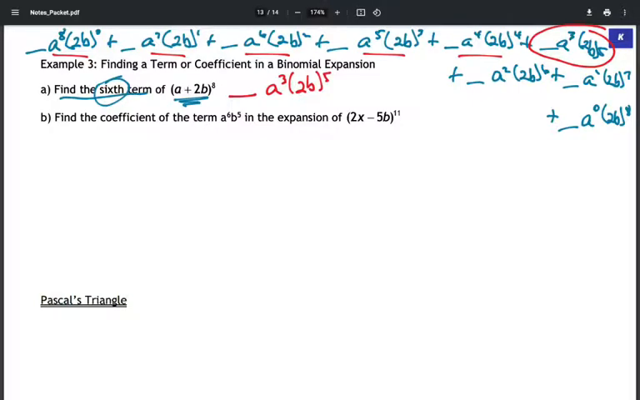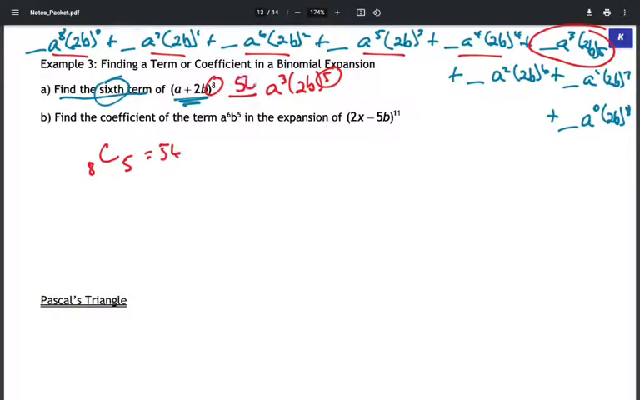So we just got to figure out our coefficient. So right now we know that we can do C, this number on the left will be 8, and that comes again from that. And then the number on the right will be the 5 that the 2b is raised to. So when I type that in, I get 56.